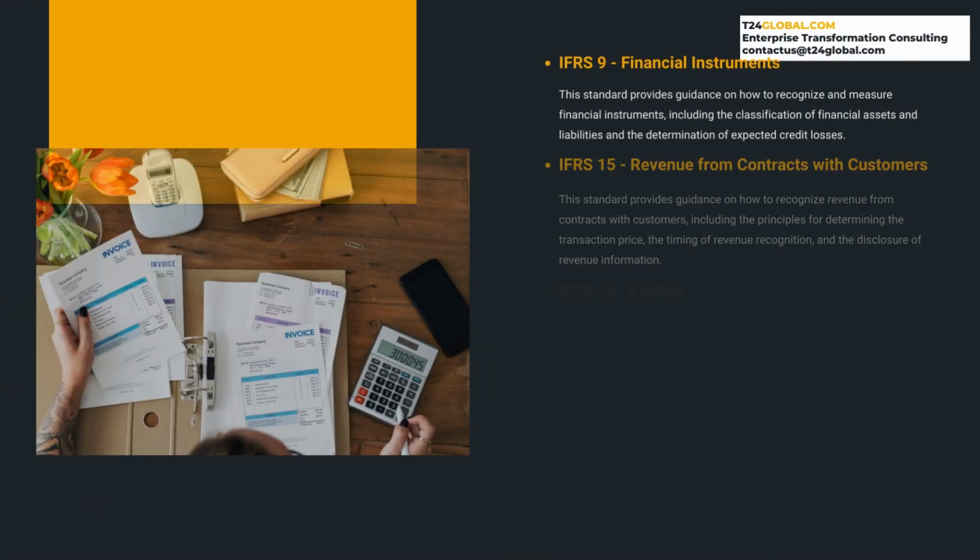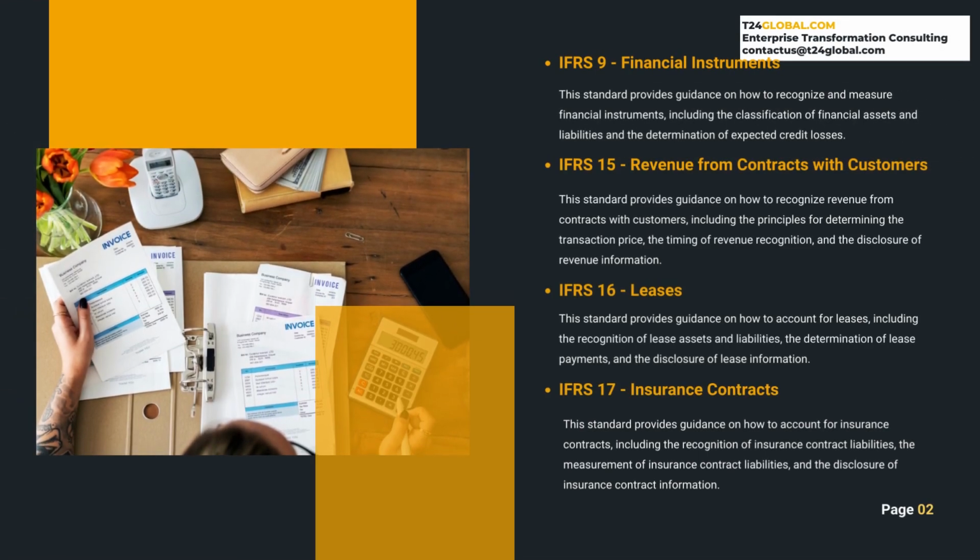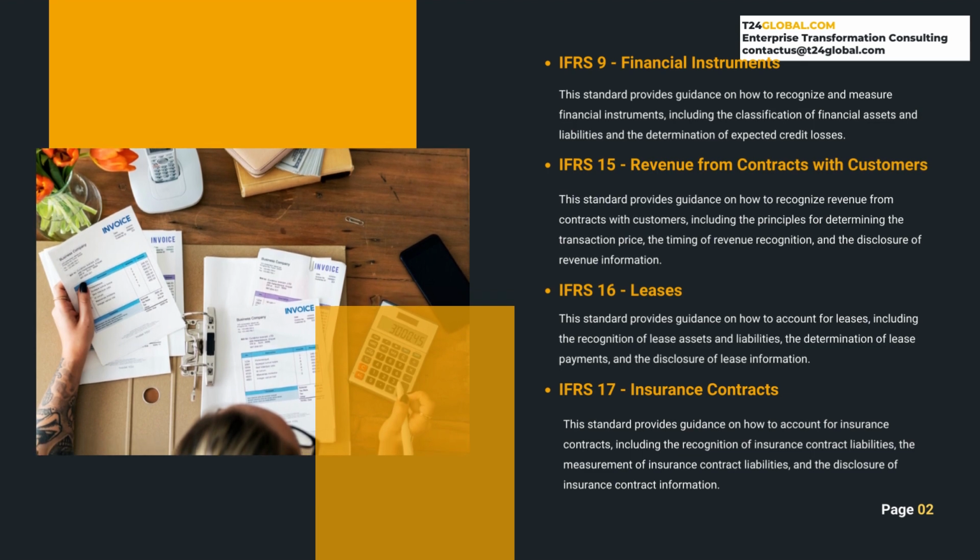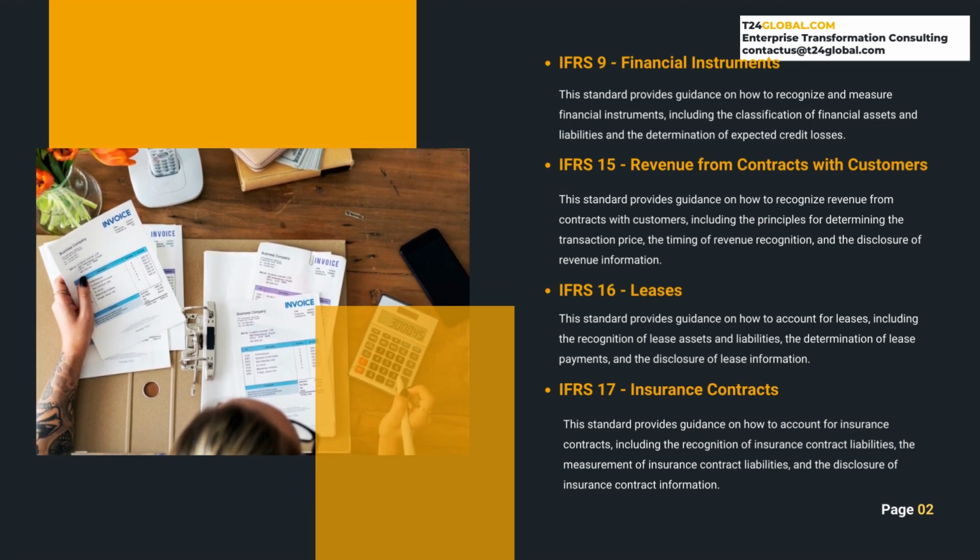relevant. 1. IFRS 9 for financial instruments. This standard provides guidance on how to recognize, measure, and classify financial assets and liabilities, and the determination of expected credit losses. This standard is important for businesses that deal with financial instruments such as stocks, bonds, and derivatives. Key persons involved in this standard include financial analysts, accountants, and senior management.